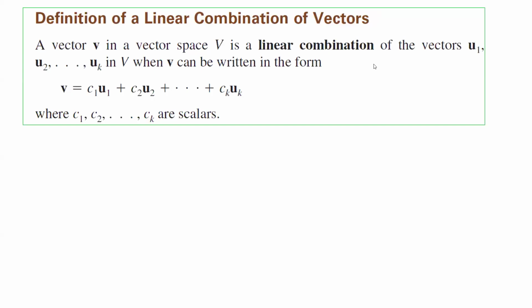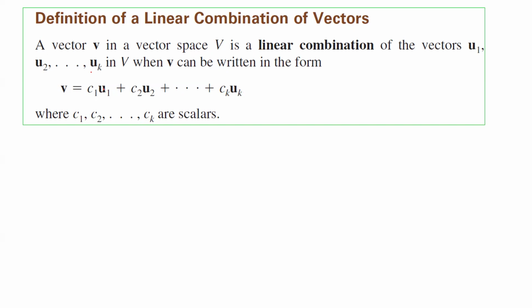Definition of linear combination of vectors. A vector like V in a vector space is a linear combination of vectors u1, u2, u3, ..., uk when V can be written in the form C1U1 plus C2U2 plus the rest of the terms plus CKUK. Note that C1, C2, CK are all scalars, or real numbers. So that's how we define a linear combination.